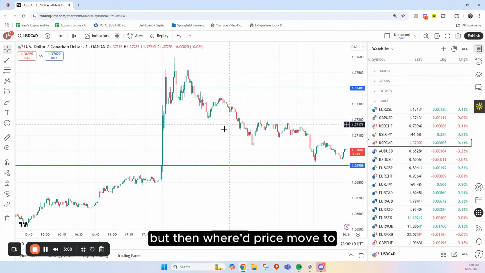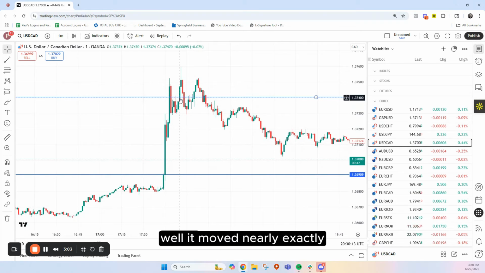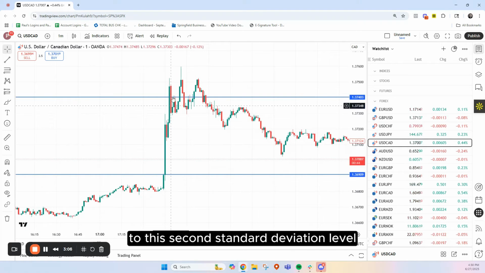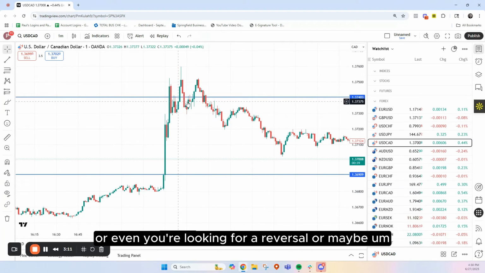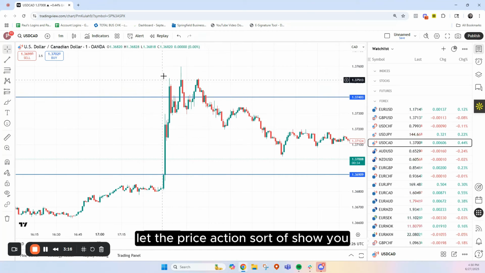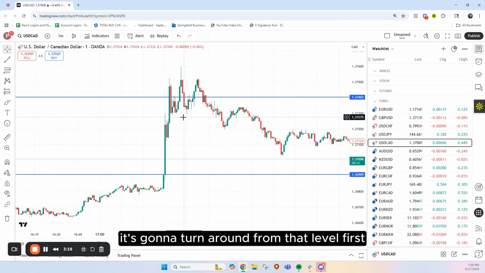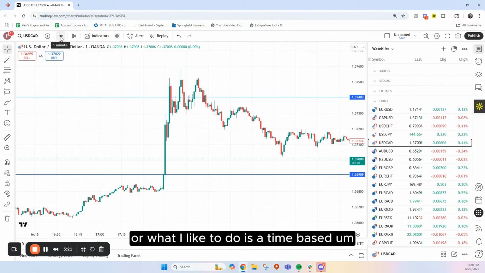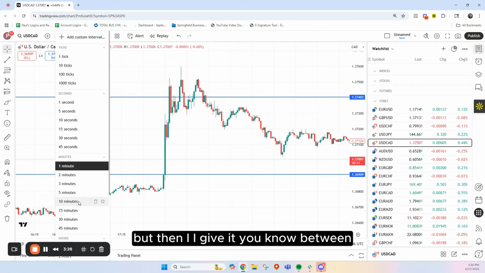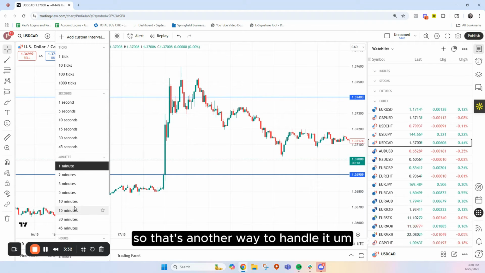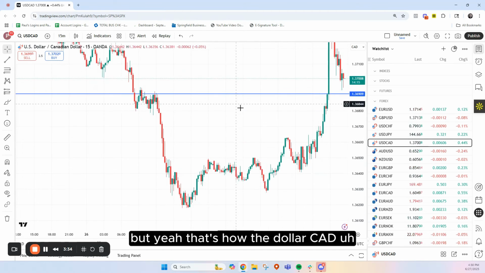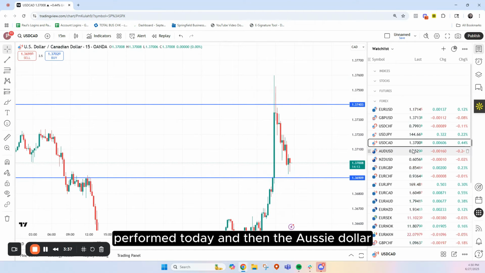But then where'd price move to? Well, it moved nearly exactly to this second standard deviation level. So you can see how helpful that is if you're looking for a profit target, or even you're looking for a reversal, or maybe you want to let the price action sort of show you it's going to turn around from that level first. Or what I like to do is time based. So I can short into this level, but then I give it between about 45 to 60 minutes. If it doesn't turn around, then I'm out of the trade, right? So that's another way to handle it. But yeah, that's how the dollar CAD performed today.